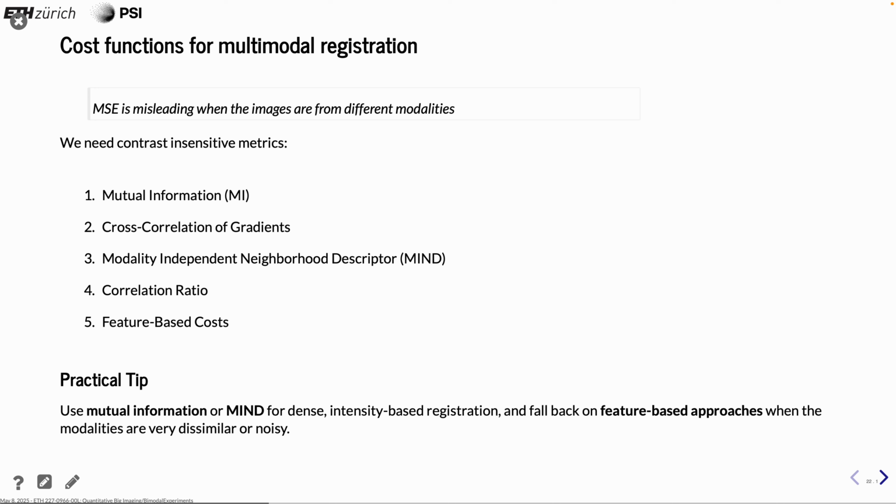So typically we need to have contrast insensitive metrics, and some mentioned in the literature are mutual information and cross correlation of gradients, which is actually an interesting thing, because if you look at the gradients, then you are looking more at the structures than at the bulk of the material, which has maybe more fluctuating contrast. One that could be interesting is, for example, to work on key point identification and try to identify those. But in the beginning, you should try working with something that is looking for mutual information, or also the modality independent neighborhood descriptors. So these are the methods that you could think of.